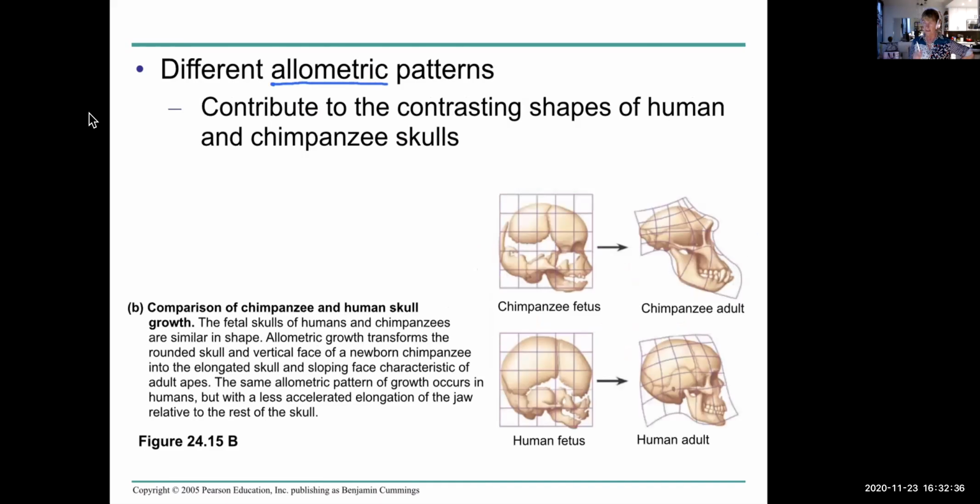These different patterns of development can lead to very, very different looking adult features. In this case, we have a chimpanzee fetus and a human fetus. And they do look a little bit different, for sure. But it's not until they become adults that you really see the difference, for example, in the jaw. So there has been a different pattern of growth, of the timing of different parts of the skull.